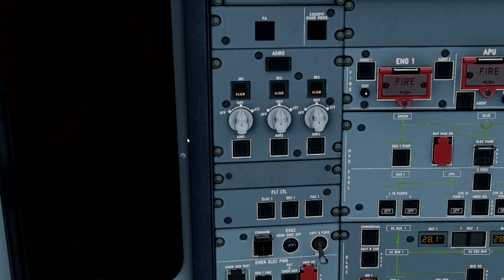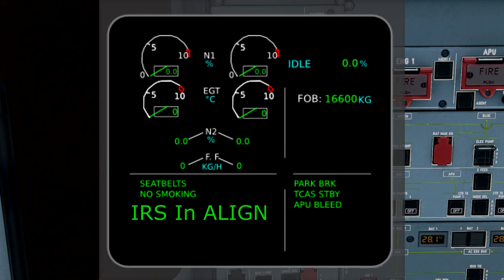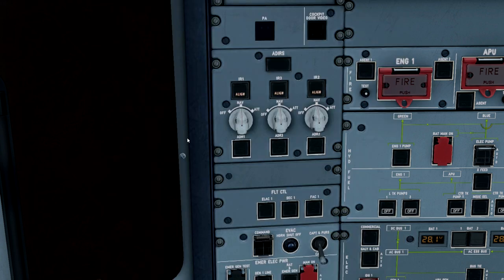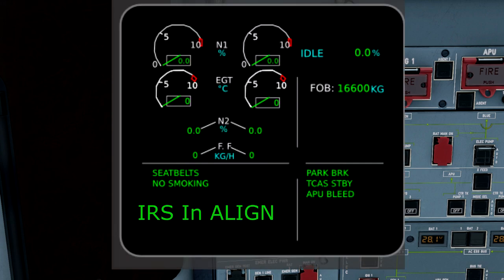Instead, it is an ECAM memo, which says IRS in align. This IRS in align will flash according to the white align flashing light with the same scenario. So if you haven't entered your position within 10 minutes, or the aircraft IR has been moved during the alignment phase, or it shut down in one spot and it is turned on in another location with a significant difference between lat and long, you will get an IRS in align flashing ECAM memo in green.